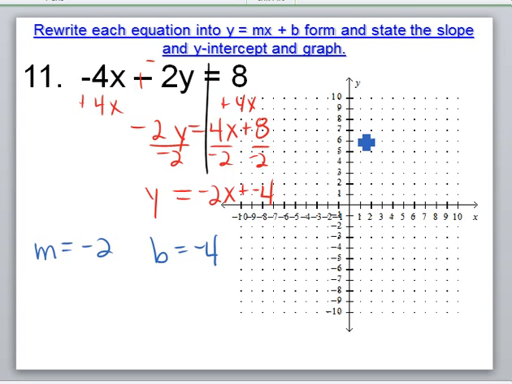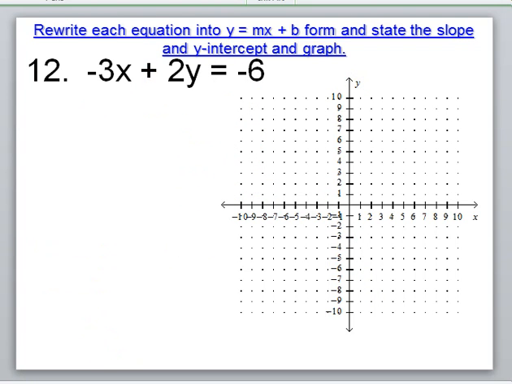Plot your negative 4 first on your y-axis. There it is. Slope is described as negative 2 over 1 or 2 over negative 1. So I could go down 2, that's negative 2, over to the right 1, that's positive 1. Or I could go up 2 to the left 1. There's negative slope. I did have a negative slope, but it's going down.